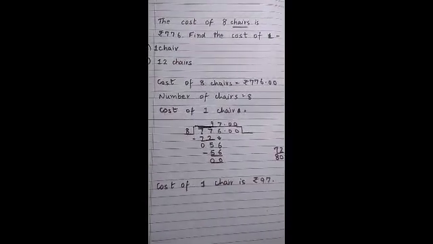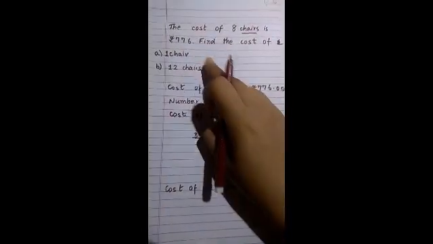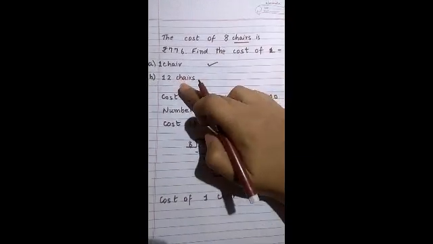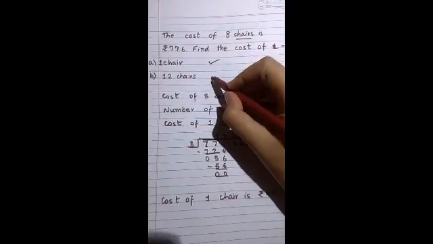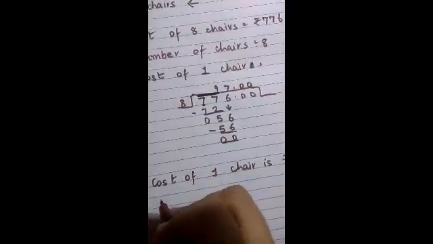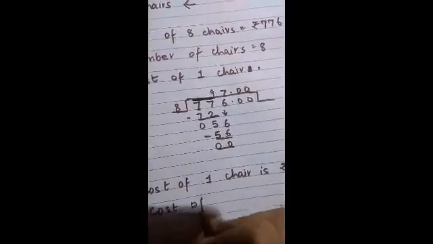Did you understand? Yes or no? Cost of one chair is rupees 97. Now this one is done. 8 chairs का cost दे रखा था, हमने 1 का निकाल दिया. Next is find the cost of 12 chairs. The cost of one chair is this. So cost of 12 chairs will be what?